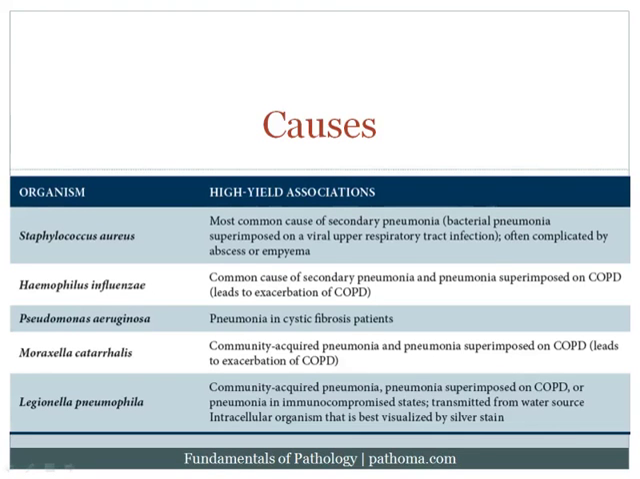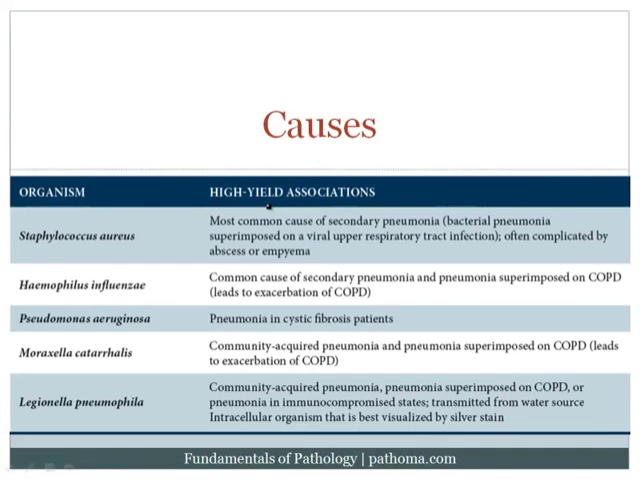The patients subsequently get infected with Staph aureus, and that again results in what we call a secondary pneumonia. Staph aureus is often complicated by abscess or empyema, which refers to pus in the pleural space, and that's important to note as well. H. flu is another important cause of bronchopneumonia.